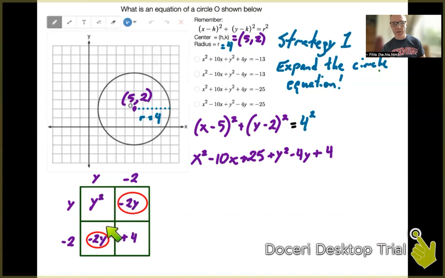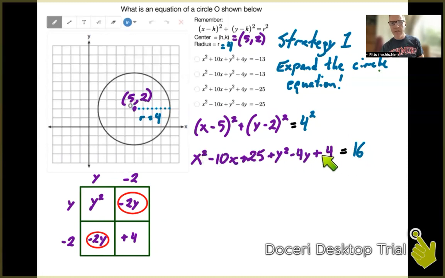That's raised to the second power. That's raised to the first power. That's actually y to the 0th power, believe it or not. So we can combine those terms. And there we go. I've expanded the circle equation. Oh, I'm missing, it's not an equation yet. Now it is, it has an equal sign. 4 squared is 16. So there we go.